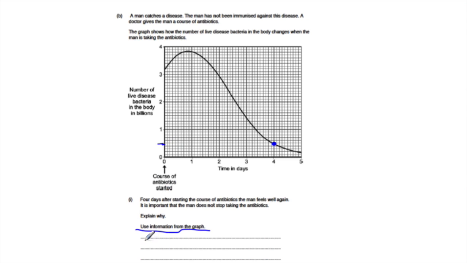Okay, so you'd say the fact that there are live bacteria in the body. And those live bacteria, if you withdraw the antibiotics, then they're going to be free to reproduce. Okay, so you just say would reproduce. And that's all you would need for the 2 marks in this instance.